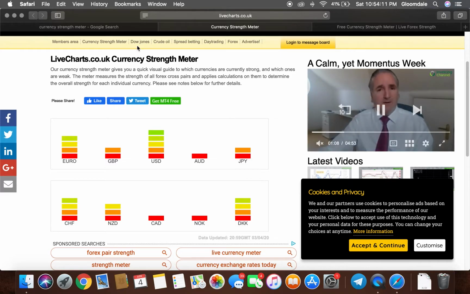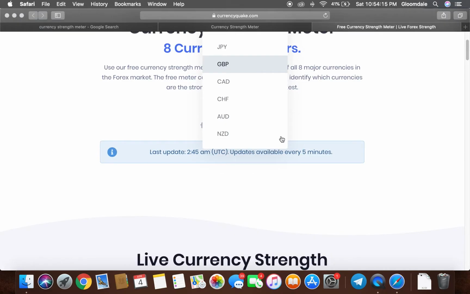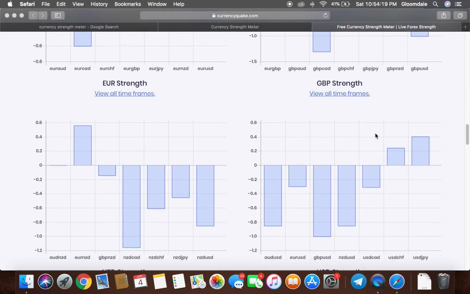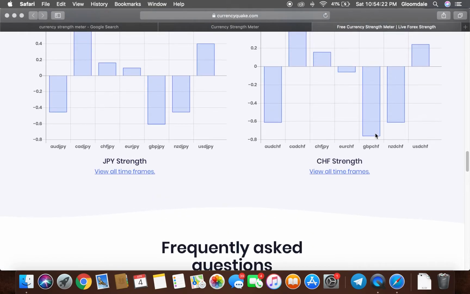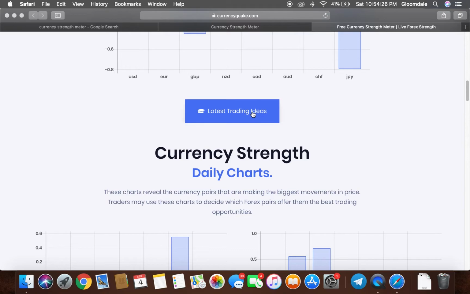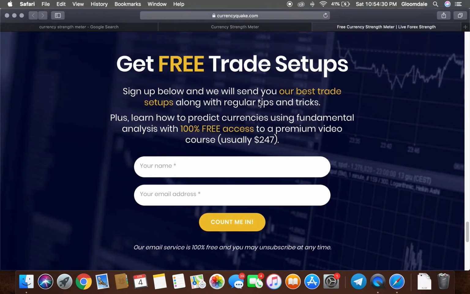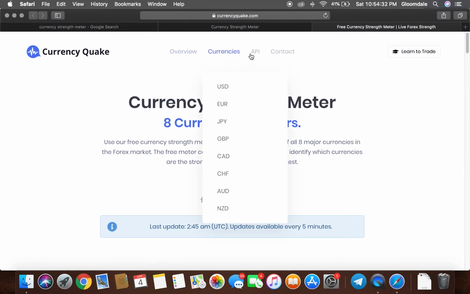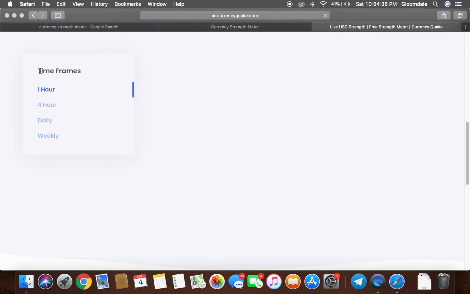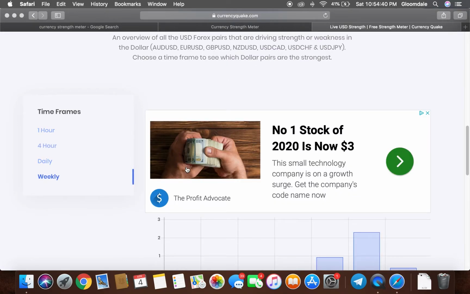Okay. So those are just some free resources, guys. Oh yeah, there's this one, Currency Quake. I actually ran into this one not too long ago. It's just a way nicer layout, and it shows you everything plotted in graphs, which is really, really nice. And you can see they also have some trading ideas that you can sign up for here, and they'll email you their trade ideas. I'm not a fan of that. I like to come up with my own trade ideas. But yeah, you can go in here and look at the time frames, like the 1 hour, the 4 hour, the daily, the weekly, and see how it's trending.